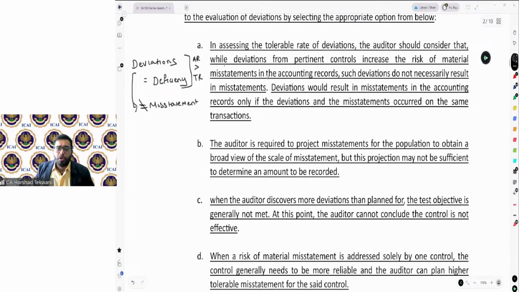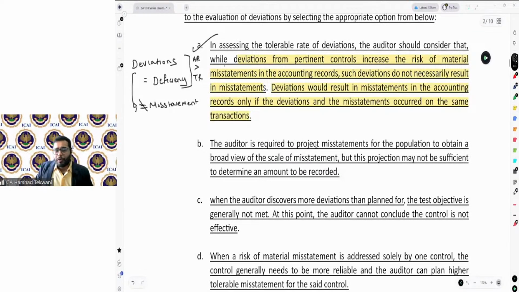So this particular point: deviation from a particular control increases the risk of material misstatement in the accounting records. Such deviations do not necessarily result in a misstatement. Very important. A deviation may increase the risk of material misstatement, but it itself will not be a misstatement. Deviations would result in misstatement in accounting records only if deviations and the misstatement occur on the same transaction. That is correct and appears to be correct as of now.